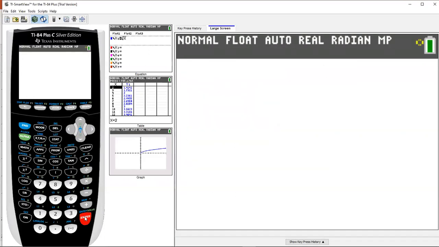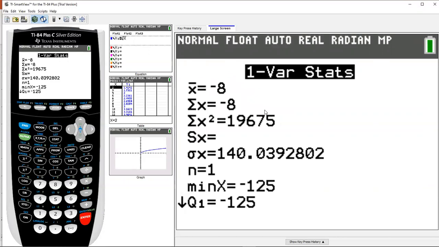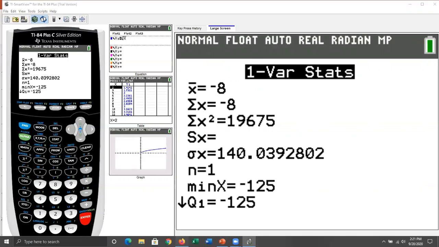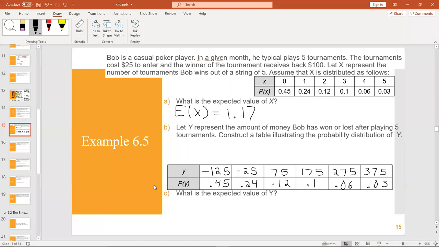So we do this. Now let's see what we got. So this time the expected value is -8. So E of Y equals -8. So that basically means that on average, our friend Bob is going to lose $8.